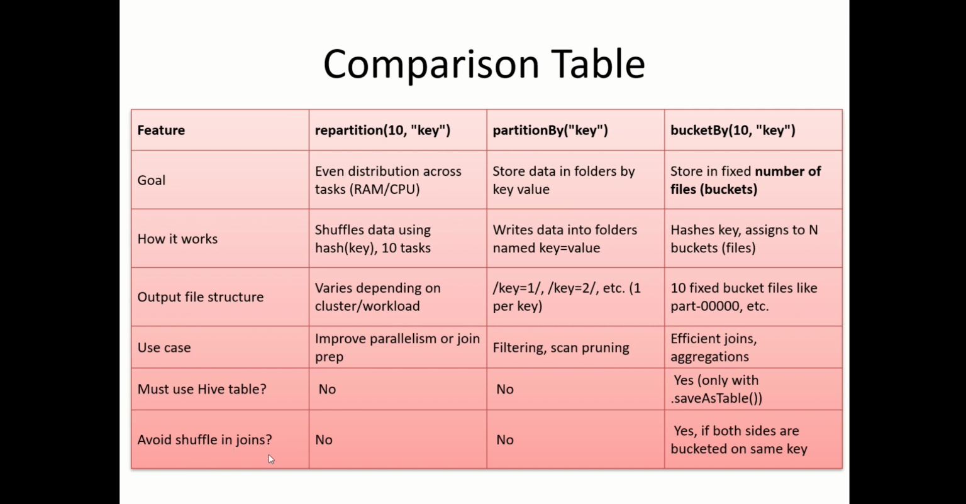Avoid shuffle in joins. Here, partition by, no. Repartition, no. But yes, if both sides are bucketed on the same key. If you have two data frames, and you have bucketed both of them using the same column, then it can join without shuffling.